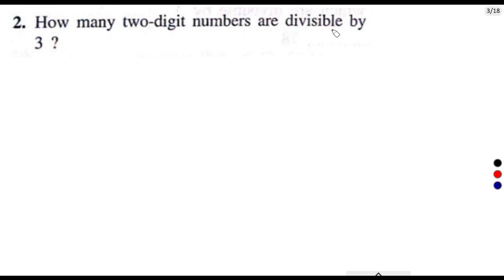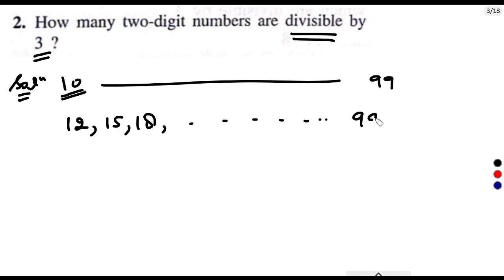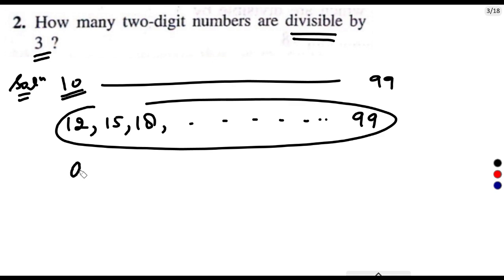Question number 2. How many 2-digit numbers are divisible by 3? Smallest 2-digit number is 10 and greatest is 99, but we have to take only those numbers which are divisible by 3. Smallest number which is divisible by 3 is 12 because 10 is not divisible by 3, 11 is not divisible by 3, 12. And the next will be 15 and the next 18. And the last 2-digit number divisible by 3 is 99. Now we have to find the number of terms in this AP. For this AP, first term is 12 and common difference is 3.